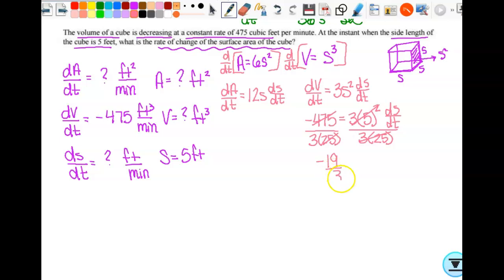Negative 19 over 3 equals ds dt. So although you get in a hurry to always multiply everything together, it's 475, but okay. Now if I go back over here, this s that looks like a 5 is actually a 5. So dA dt is equal to 12 times 5, because 5 is s, times negative 19 over 3.